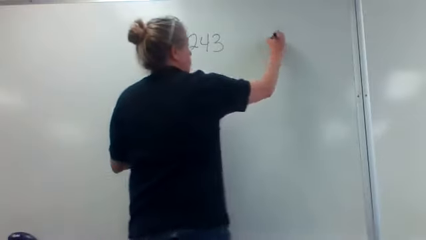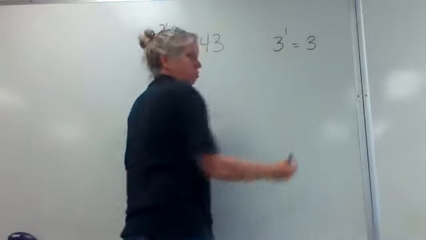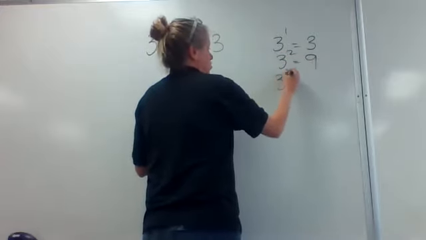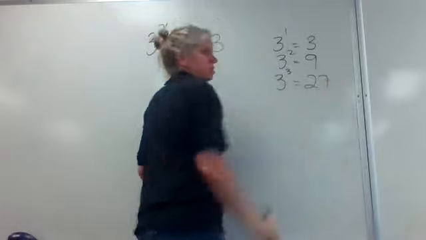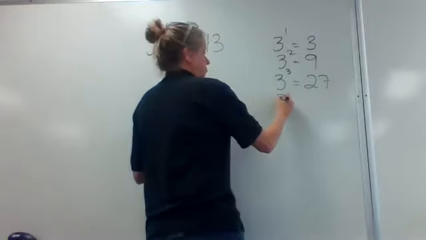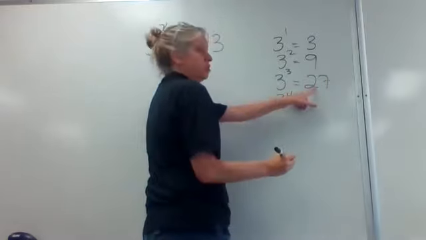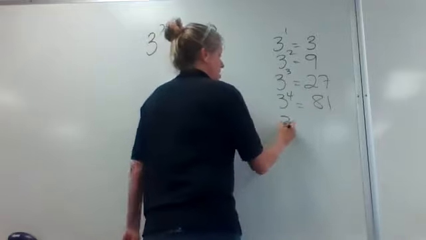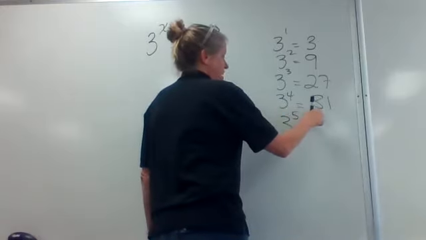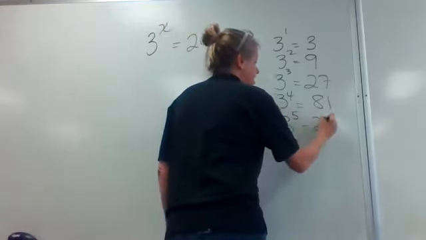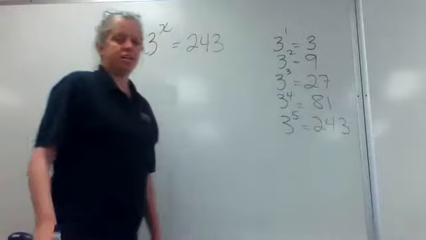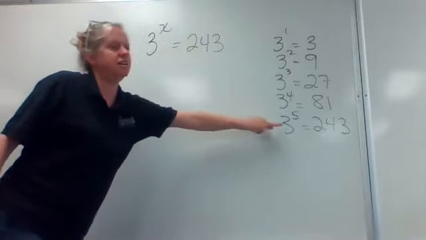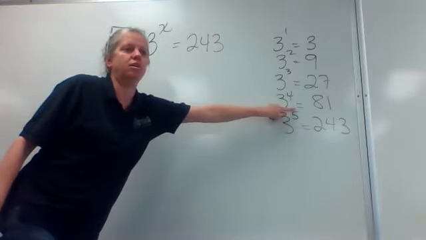So let's look, let's see. What is 3 to the first is 3. 3 squared is 9. 3 to the third is 27. 3 to the fourth, so again, multiply this one times 3 again would be 81. And 3 to the fifth, which means if I multiply this times 3 again, is 243. Which means I can rewrite this 243 as 3 to the fifth power.